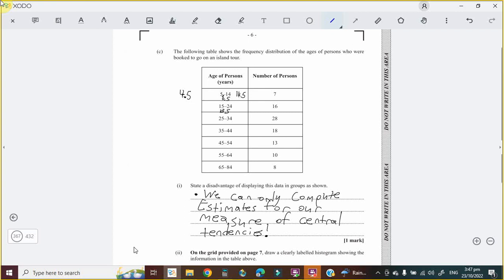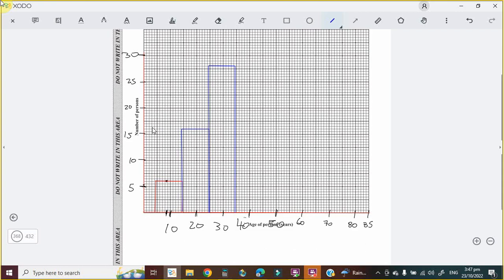Next one now. 34.5 to 44.5, but this time the frequency is 18. So we'll go 34, frequency is 18, so we'll look for 18. This is 18 going across. Right here says 18. I'm going over to 44.5. Right here says 44.5. We'll go down. Alright.